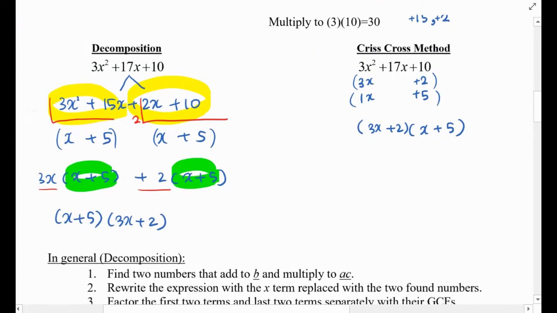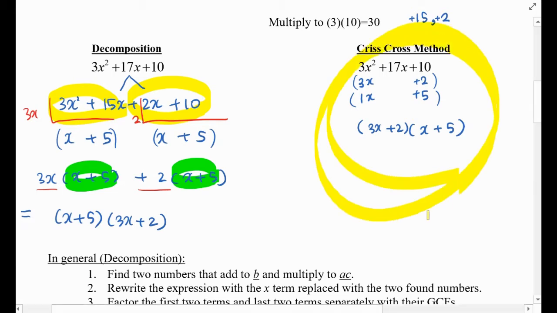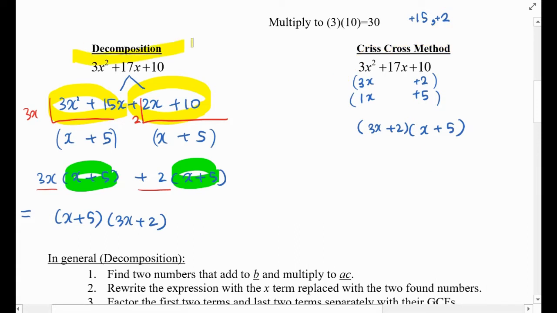So either way, you get the same answer, right? The order does not really matter. You can put 3x plus 2 first or x plus 5 first. So there are two ways, decomposition method or crisscross method. Just use either method. If this is too confusing, you don't have to use this. Just stick to the decomposition method. This is faster, but some students find this method too complicated, too hard to understand. So if you don't understand how to do this, just stick to the decomposition method, right?